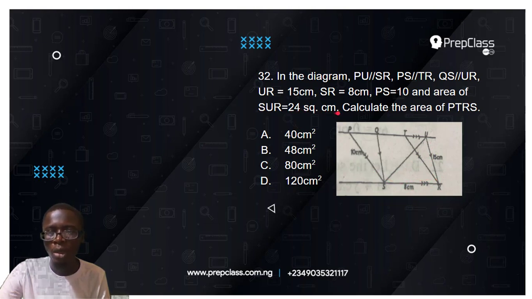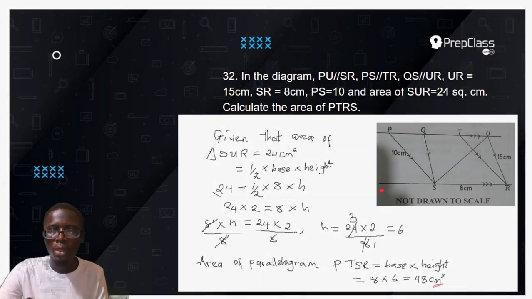So what is our job? Calculate the area of PTRS. So calculate the area of this PTRS, which is a parallelogram. So we need to calculate the area of a parallelogram like this. Now, to solve this, this is a neater picture for you to see the representations all along.